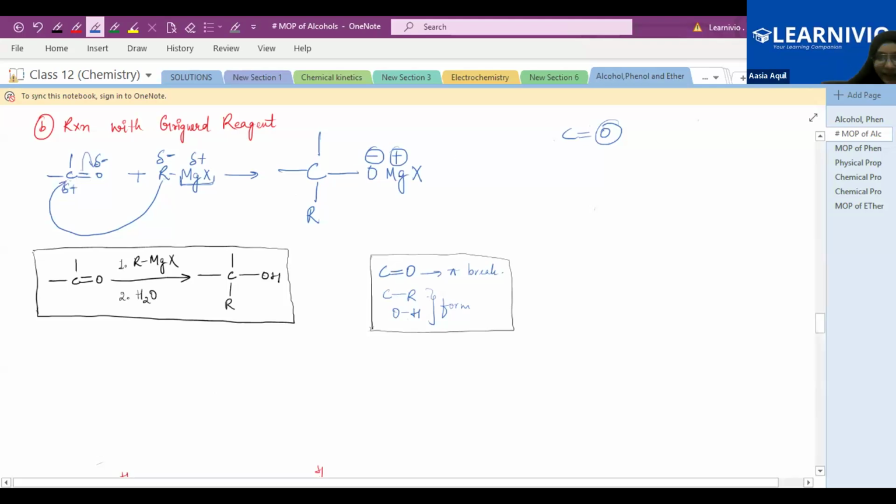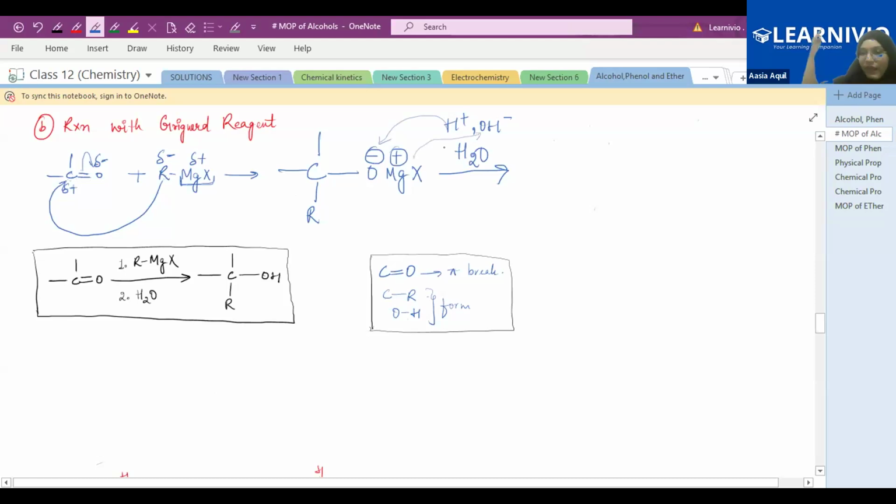So this O minus and MgX. Now, when you do the hydration, H2O, when you put the water in it, what happens over it? Because this H2O will dissociate to form H plus and OH minus ion, right? So it has H plus and OH minus ion. Now it's very simple. Where will H plus go? H plus will attach to this oxygen, right? And with Mg, with MgX, the OH minus will be attached.